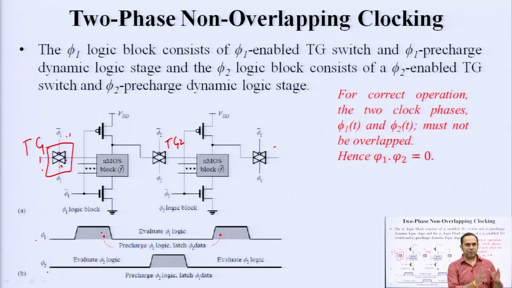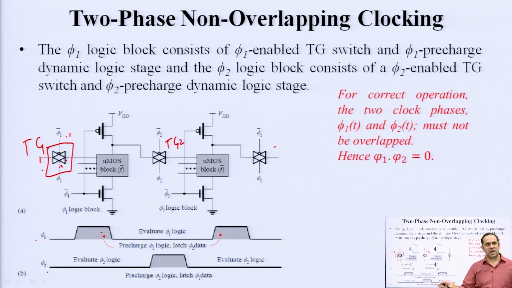So, you have one phi 1 logic block driven by clock signal phi 1, followed by another stage, suppose stage number 2, which is known as phi 2 stage, which has another transmission gate and another set of logic condition, right, but it has a different clock. These stages are not sharing the same clock. You have one clock signal phi 1 and you have another clock signal phi 2.